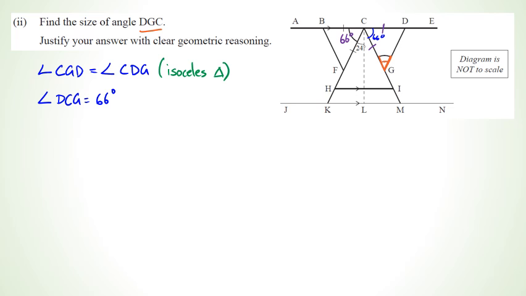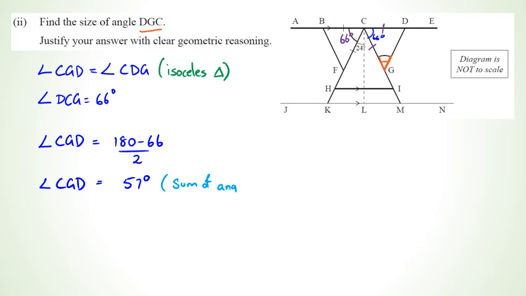And I know that angles in a triangle add up to 180, so then I could write that angle CGD would then equal, well, I've got two of those angles, haven't I? So I've got to go 180 minus 66 and divide it by 2 because I have two isosceles triangles. Which means I get angle CGD equals 57 degrees, and that's because of the sum of angles of triangles.